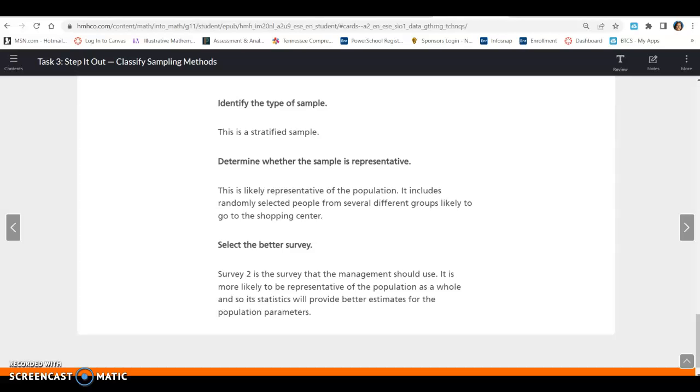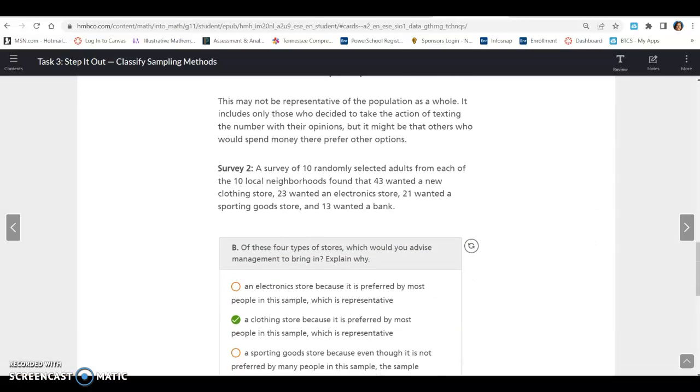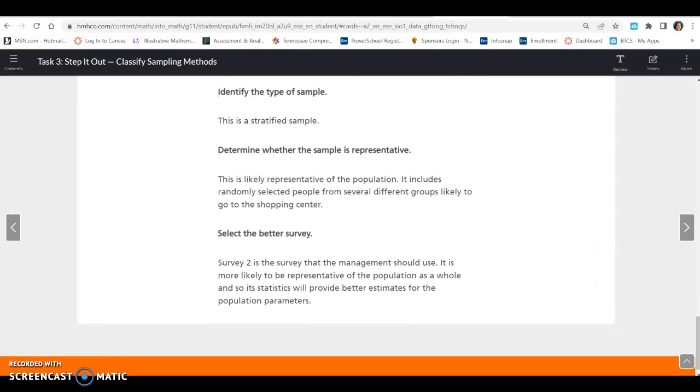All right, so remember stratified is when they're put into groups and you may do samples from each group, because they chose 10 people from each of the different neighborhoods. 10 randomly selected adults from each of 10 neighborhoods, then they're sampling 100 people still, but it's from a good variety of people from different neighborhoods, and it's random, so that would make that a good choice.